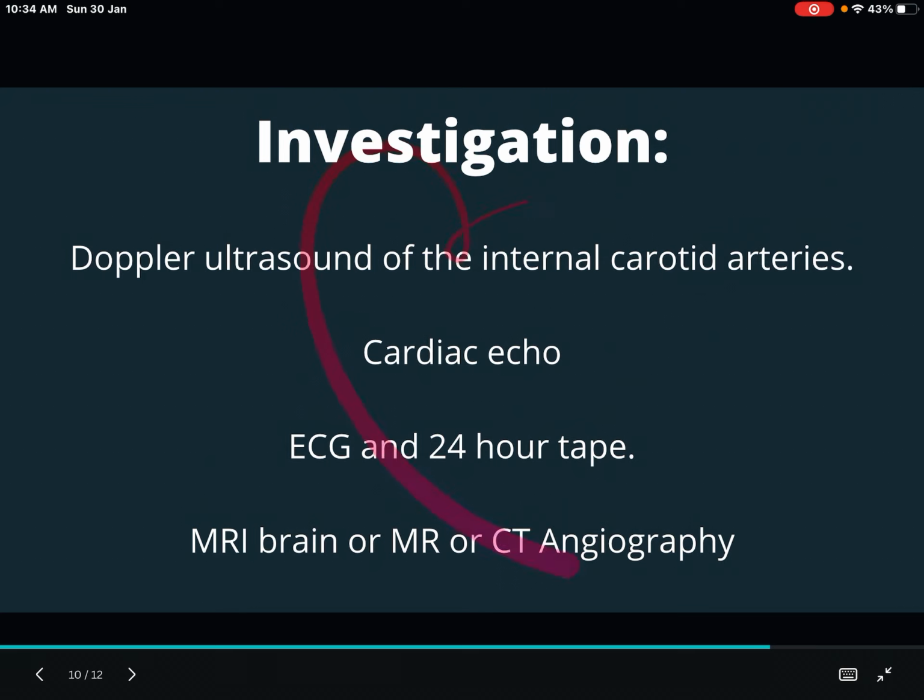Coming to the investigation part. The investigations that you have to know and you have to write are Doppler ultrasound of the internal carotid arteries, cardiac echo, ECG and 24-hour tape, MRI brain or MR or CT angiography. I repeat once again: Doppler ultrasound of the internal carotid arteries, cardiac echo, ECG and 24-hour tape, MRI brain or MR or CT angiography, you have to do.